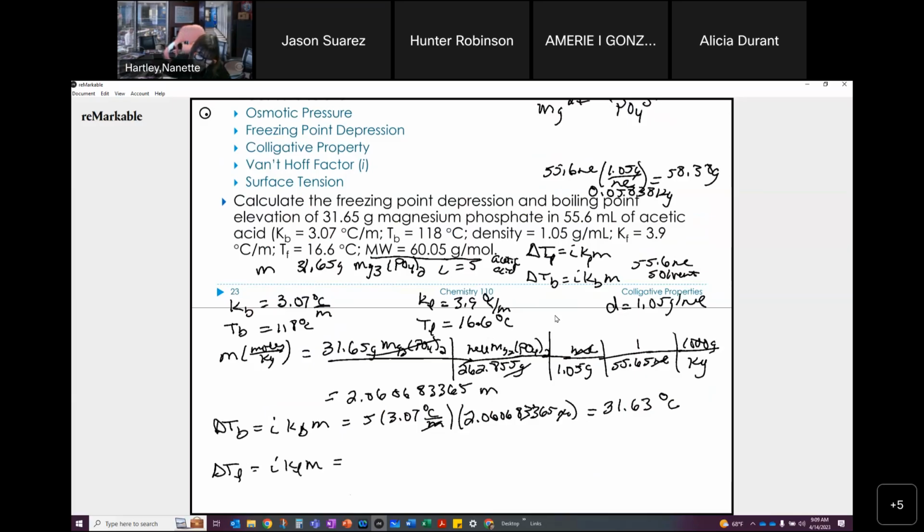i KF m. I have my i is 5. My KF is 3.9 degrees C per mol. And then my molality is 2.060683365. And that's molal. That will cancel there. That will give me 5 times 3.9 times 2.060683365. And again, 4 sig figs that I'm going to report, 40.18 degrees C. Okay, so those are the calculations that I was asked to do for that.